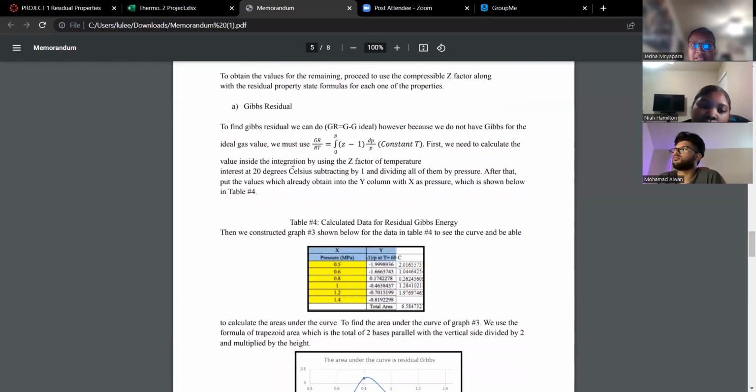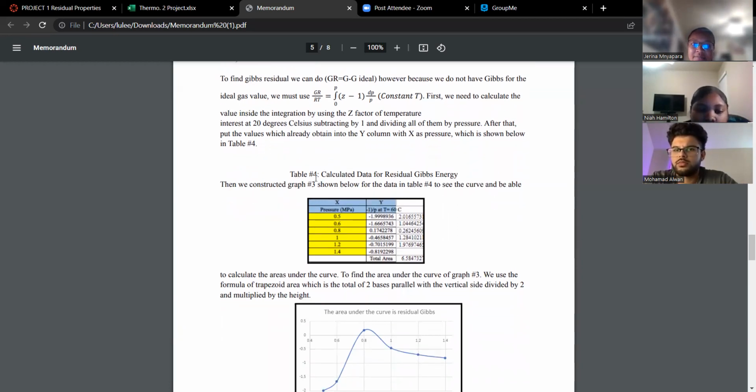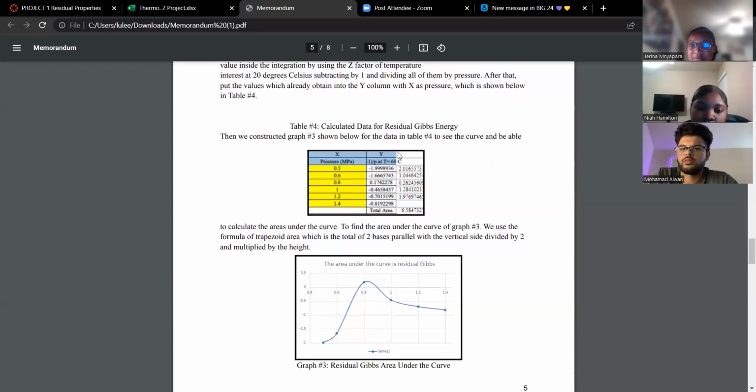Once we take the integral using the Z factor at our temperature of interest, which was 20 degrees Celsius, subtracting 1, and dividing all of them by the pressures, we obtained, with our gathered values at table 4, shown here, the results that we concluded in graph 3, shown in the table as well.